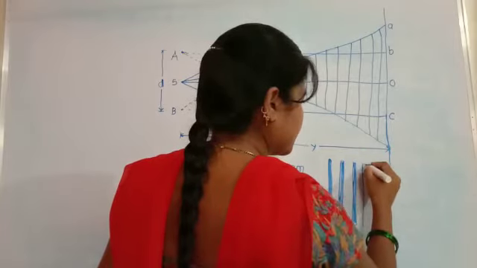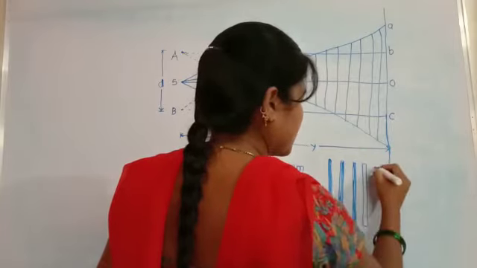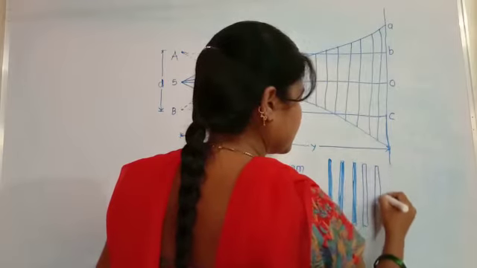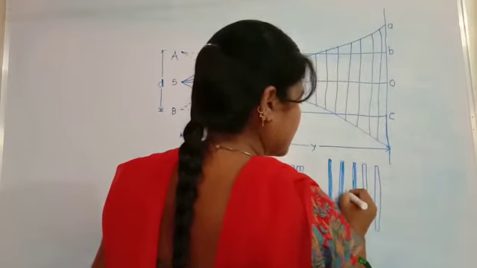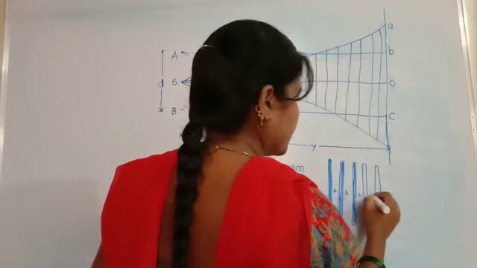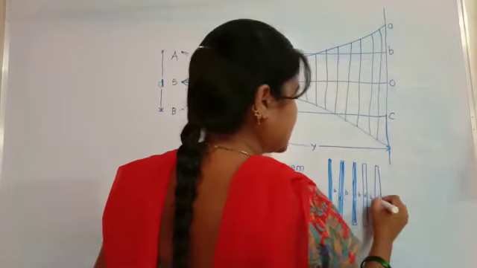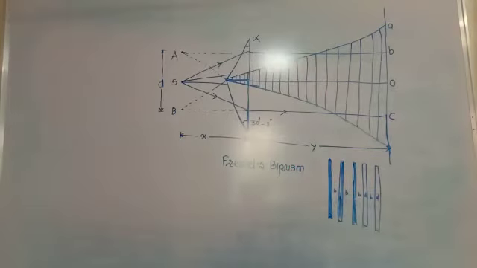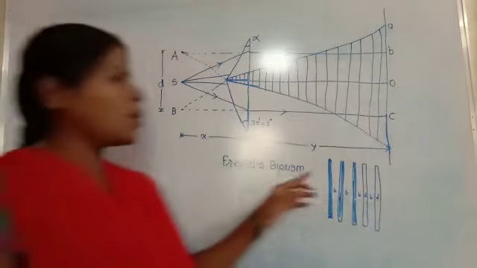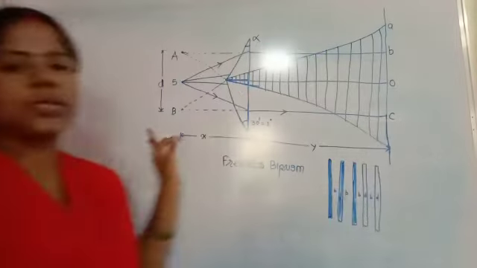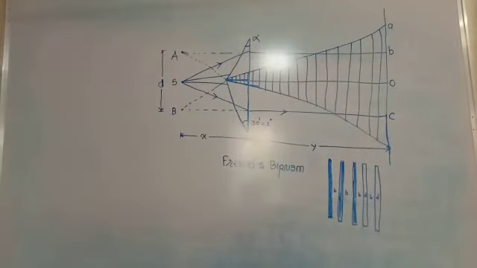Again this is the dark. Again this is the dark. This is the bright. This is the dark and this is the dark. So therefore the interference fringes of equal width are produced between B and C on the screen placed parallel to the source and parallel to the plane of the paper.